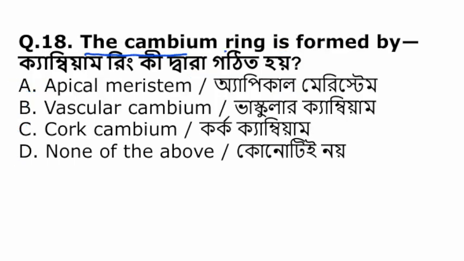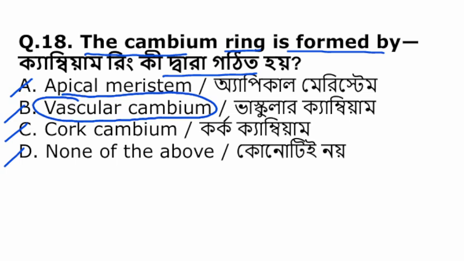The cambium ring is formed by. Cambium ring টা কি দ্বারা গঠিত হয়? Apical meristem, vascular cambium, cork cambium, or none of the above. The vascular cambium is responsible for the cambium ring.